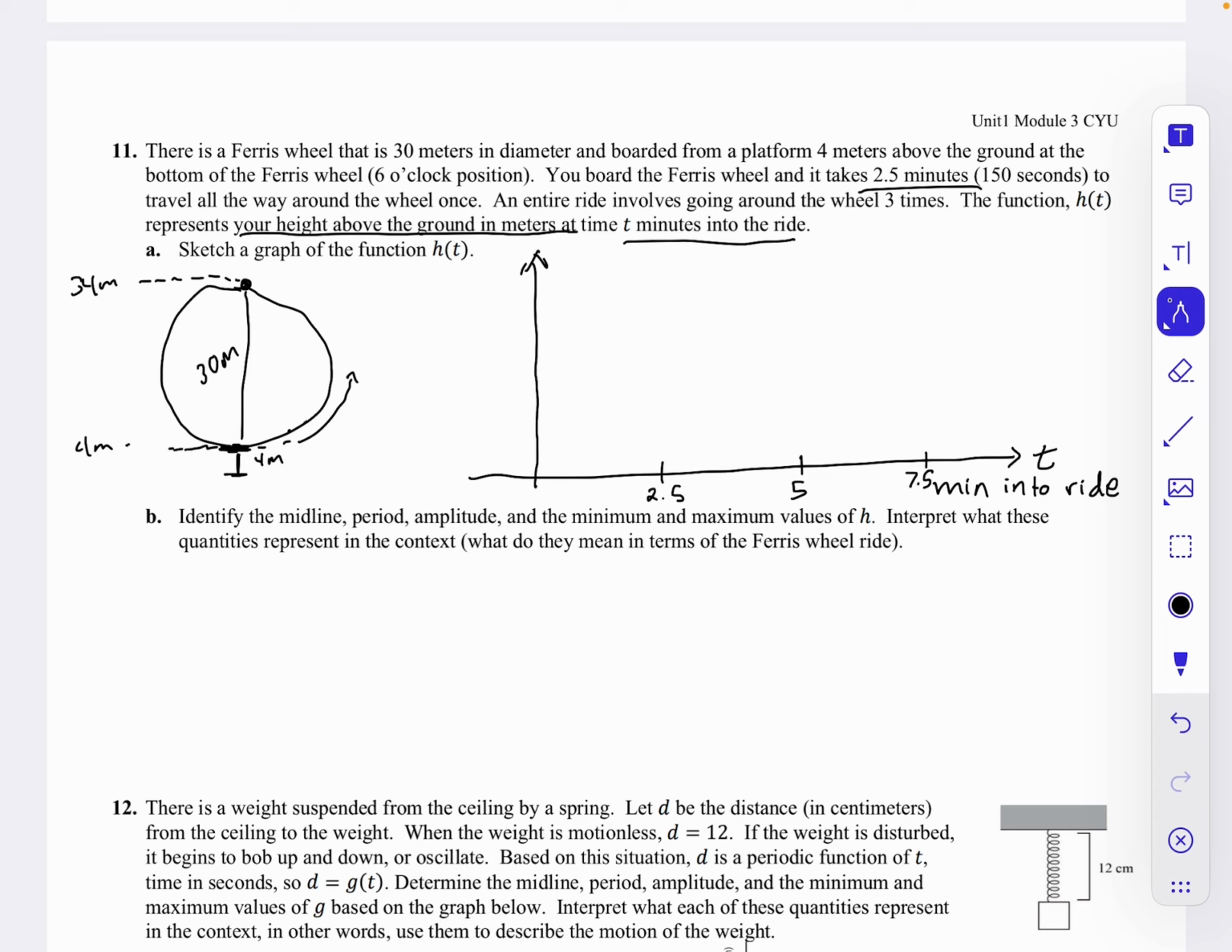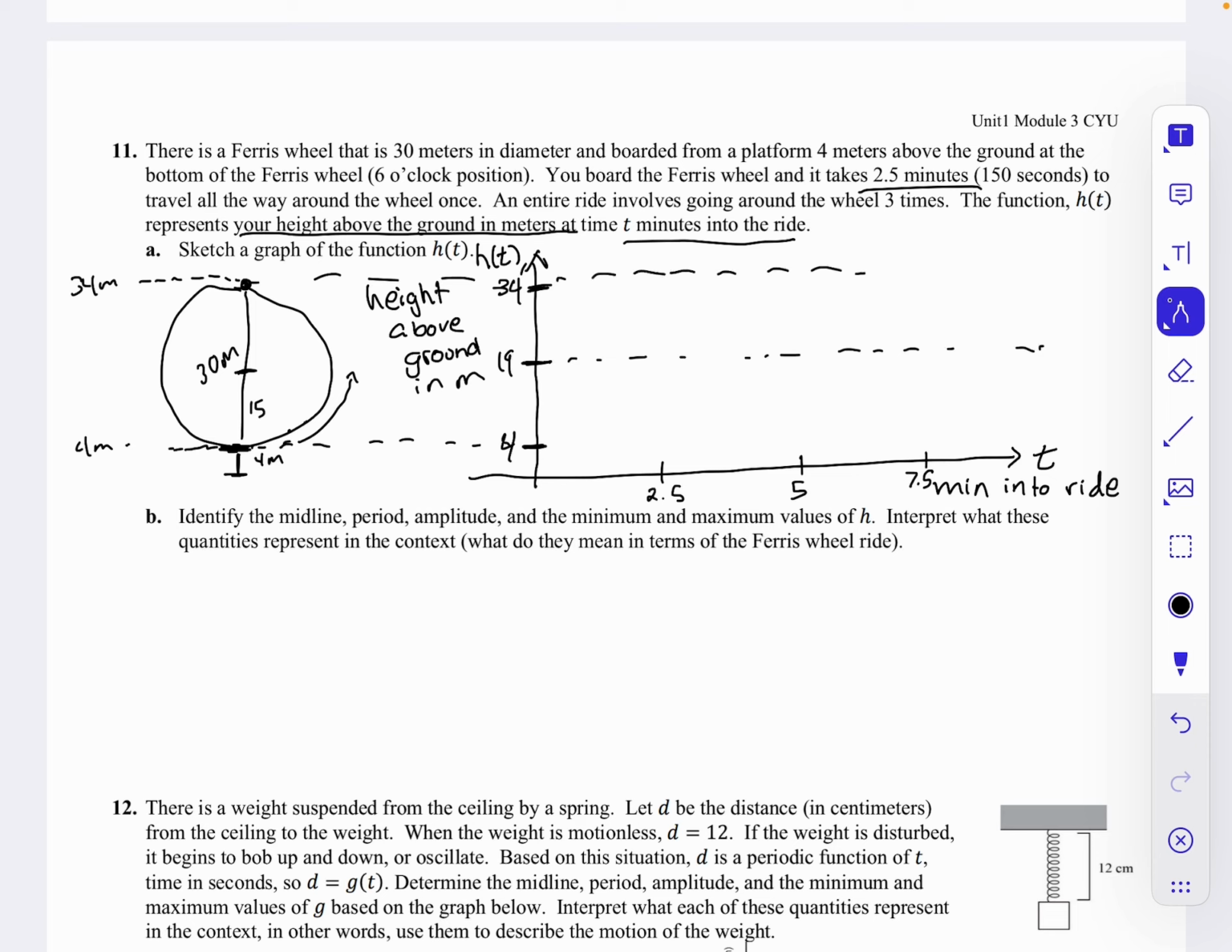Our y-axis is going to be h of t, which is your height above the ground in meters. We know that the lowest point is 4 meters, and the highest point is 34 meters. Your midline should then fall directly in the middle of that, because half of 30 is 15 meters above 4, which would be 19. So I'm going to put a little dotted line here, just like I did on my guides on the previous problem. That way I have a sense of where I'm going.